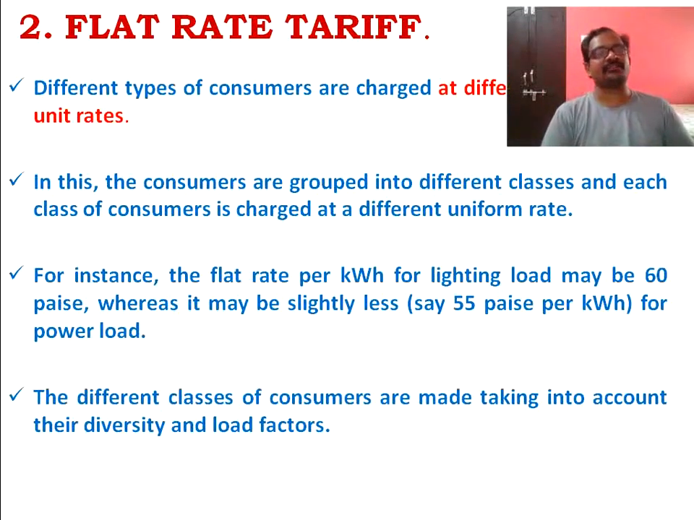Next one is a flat rate tariff, the second type of tariff. Here in this type of tariff, the consumers are grouped into different classes, and each class of consumers is charged at a different uniform rate. Here the categorization of classes will be based on the diversity factors and load factors. So depending upon them, they have divided these consumers into different types. For example, 2 types: one is a lighting load as well as a power load. For instance, the flat rate per kilowatt hour of lighting load may be 60 paise, whereas it is slightly less for the power load, which may be around 55 paise per kilowatt hour.